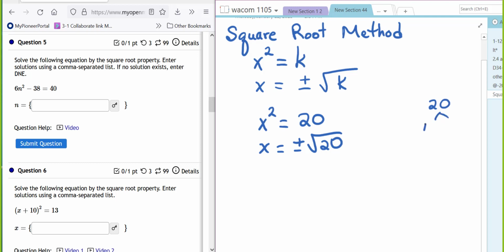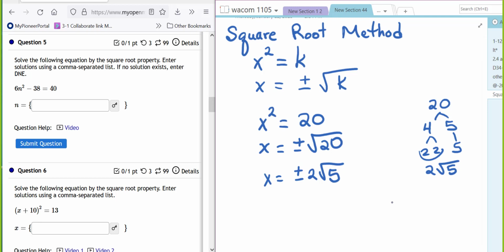I like to do those by primes. So we have 4 and 5. There's some 2's and a 5. So one 2 can go outside the radical, and it will go right against the radical when we come down. 2 times square root of 5. And there is no plus and minus in the template for the answers, so you have to separate it and write them both.